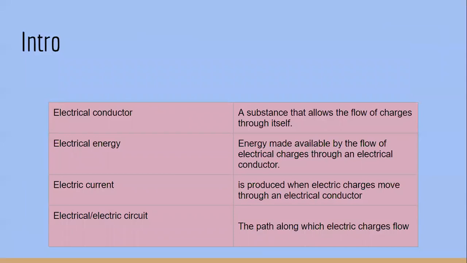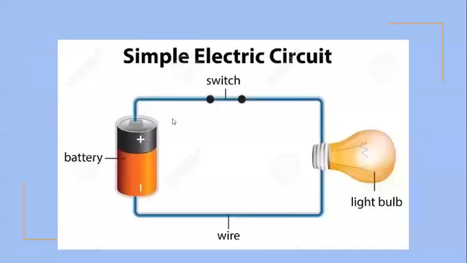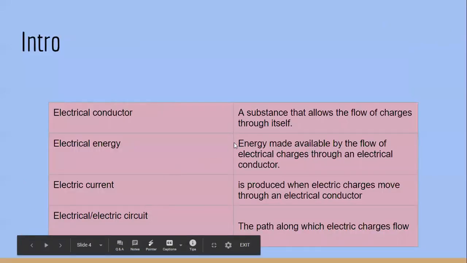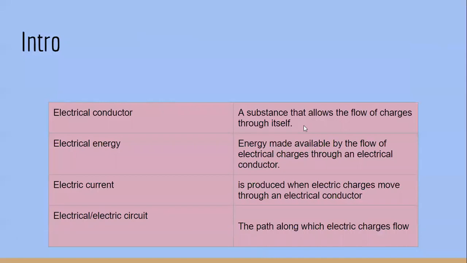Now, in the introduction, you're going to be introduced to some important terms such as electrical conductor. An electrical conductor is any substance that allows the flow of charges through itself. Electric current is basically the flow of charges, the rate of flow of charges. So anything that allows this flow through itself is called an electrical conductor. If you think of wood, it is not a good conductor of electricity, but a metal wire such as copper is a very good conductor of electricity, right? Even water is a very good conductor of electricity. That is why we are advised not to touch the bell when it is raining.